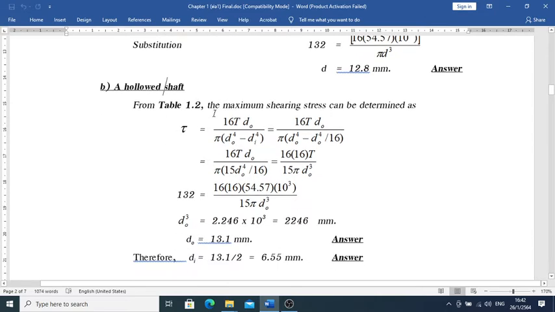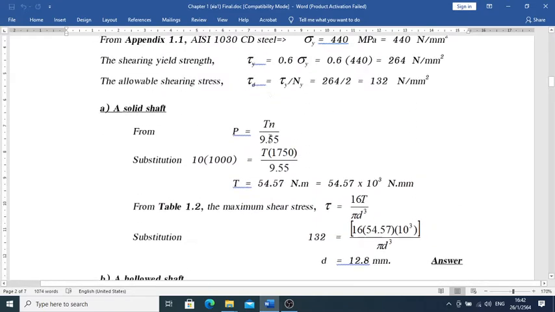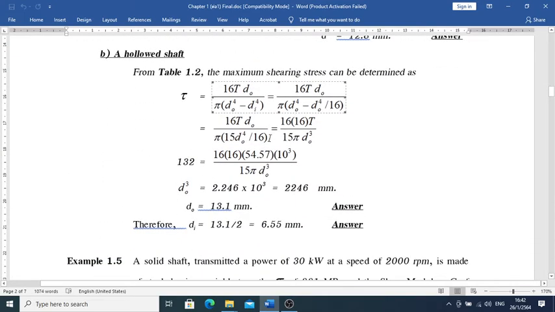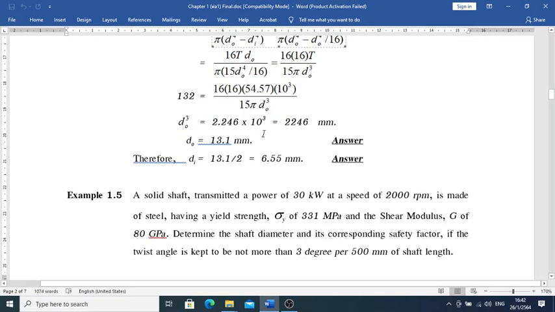And then for question B, we have the hollow shaft. We just plug in the tau equation and solve for only one single parameter, which is d sub o. The problem said that d sub o over d sub i is equal to 2, so we switch everything to be in terms of d sub o and plug it in. We've got d sub o as the answer of 13.1, respectively. The one thing left over is d sub i.